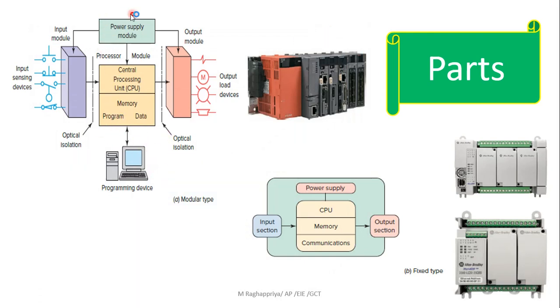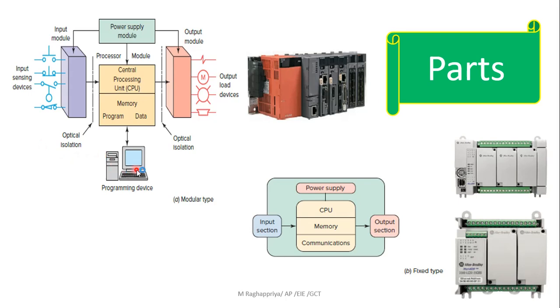Now power supply. It supplies power to the processor, input module and output module. And programming device, this is like a computer through which you can write programs, then you can feed those programs to the processor. It is not mandatory that this programming device be connected to the PLC all the time. Once you are done with the program, you can disconnect these devices.